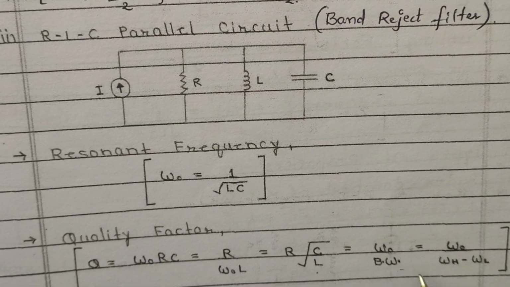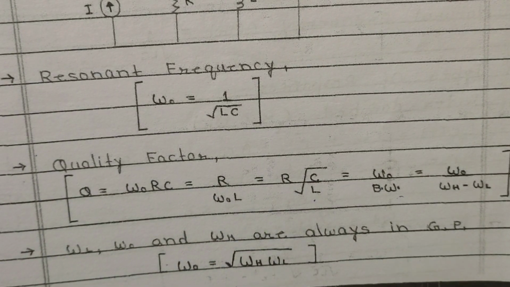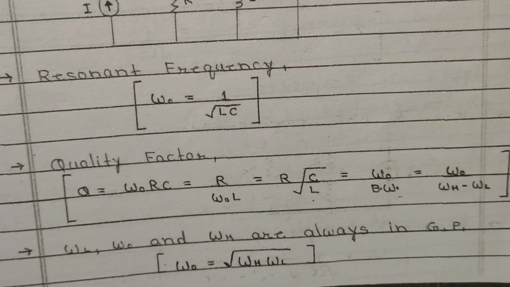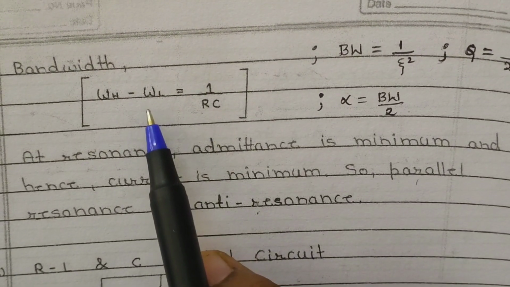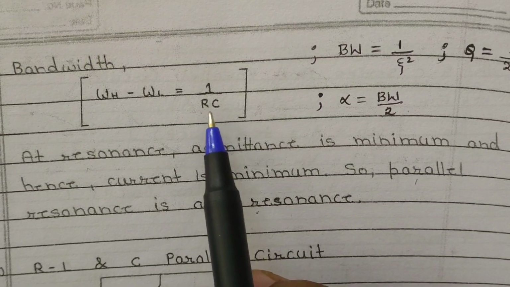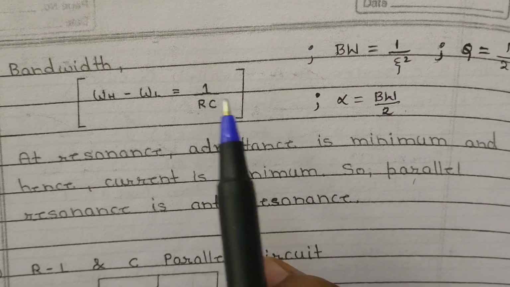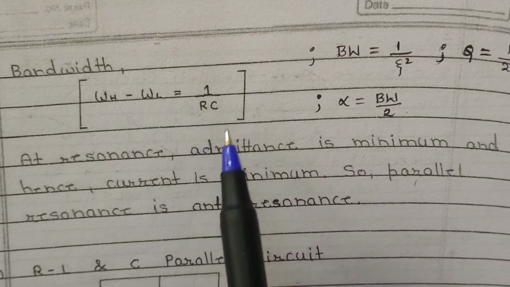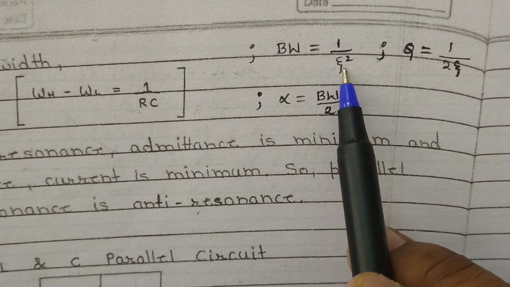Bandwidth represents the higher frequency minus the lower frequency component. It is also a geometric progression. Omega naught is equal to under root of omega h into omega L. In series RLC circuit, bandwidth omega h minus omega L is equal to R by L. In parallel RLC circuit, bandwidth is equal to 1 by RC. Some miscellaneous formulas.